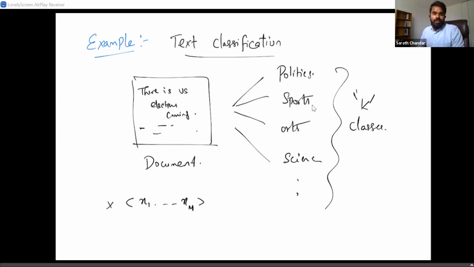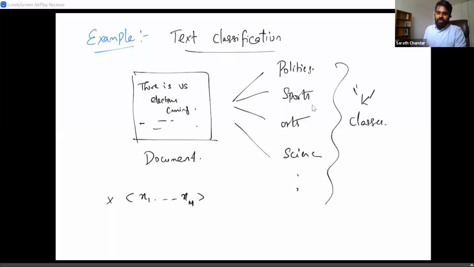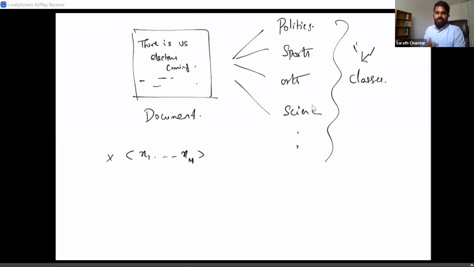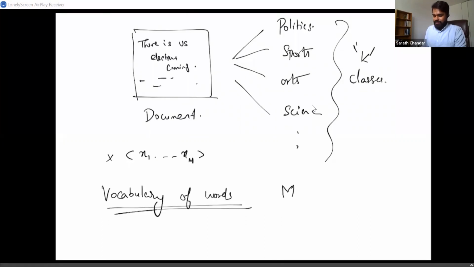So how do I represent this document as a vector so that I can pass it to any of the mathematical models that we are developing? There are many ways to do that. We are going to see one simple way to do this. The idea here is to consider the entire vocabulary of words that you will see in these documents. Let's say, for example, I have M words totally.